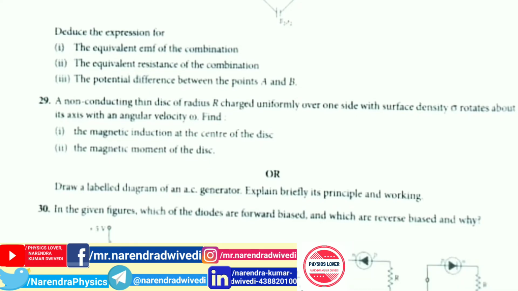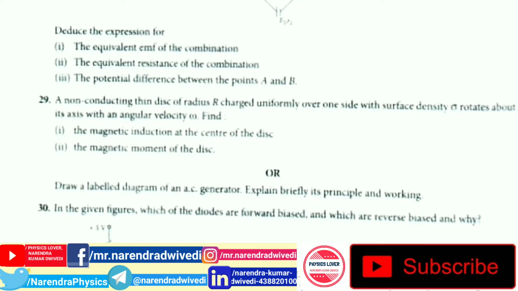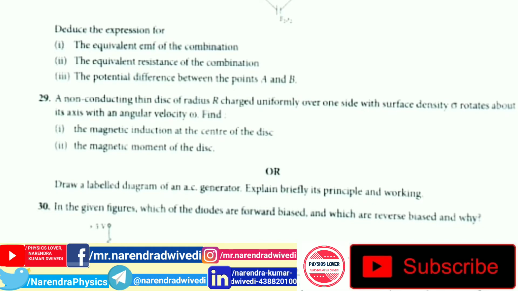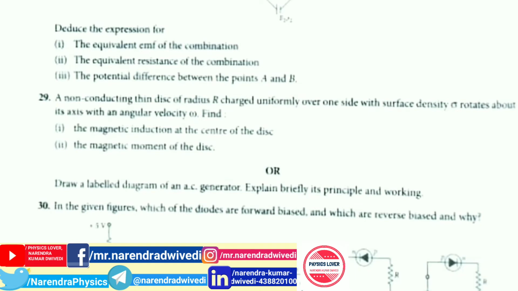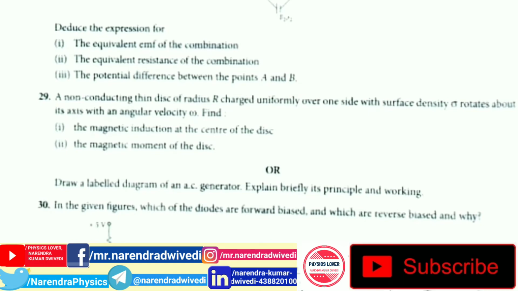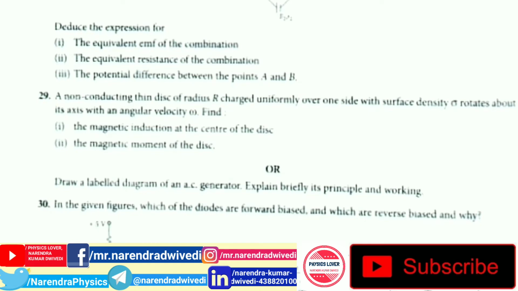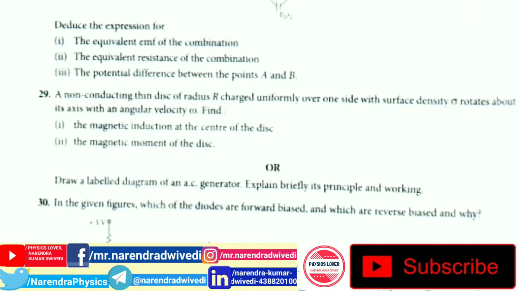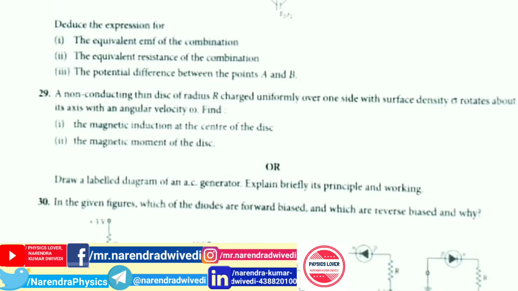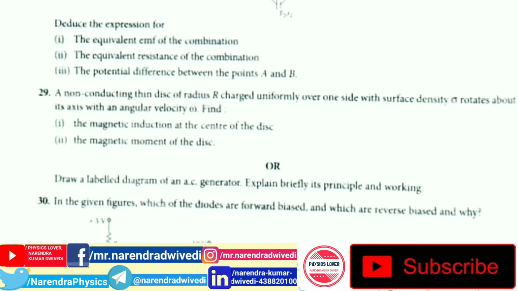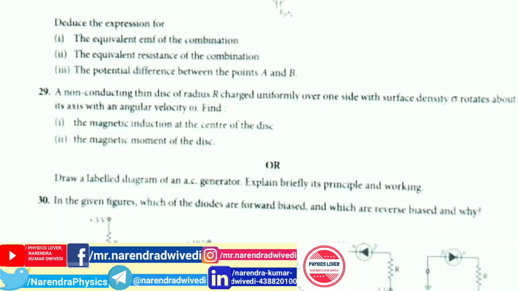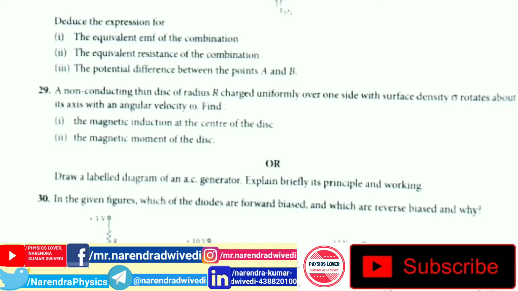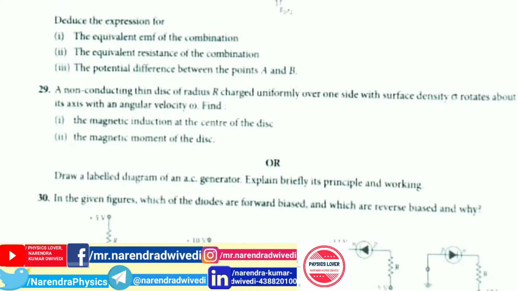28th question. Two cells of EMF E1 and E2 and internal resistance r1 and r2 respectively are connected in parallel as shown in the figure. Deduce the expression for first, the equivalent EMF of the combination, second, the equivalent resistance of the combination, third, the potential difference between the points A and B.